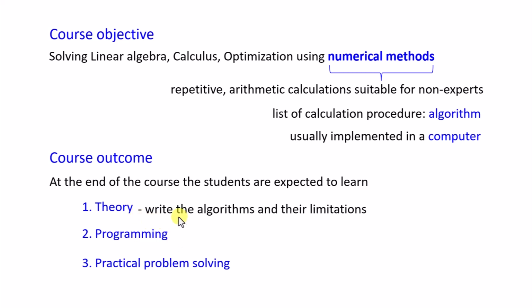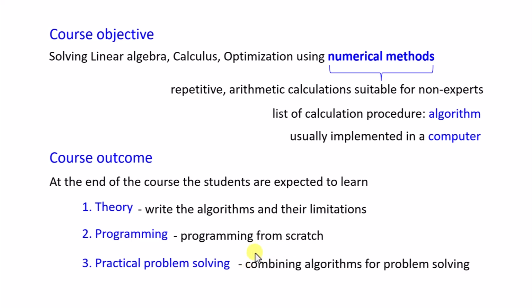In the theory part, we will discuss the algorithms and we will also identify the limits of each of these algorithms. Then in the programming part, we will write these algorithms in the form of a computer program, and we will write this program from scratch. That means without using any black box type library. Finally, many different algorithms and many different programs will combine together for practical problem solving.